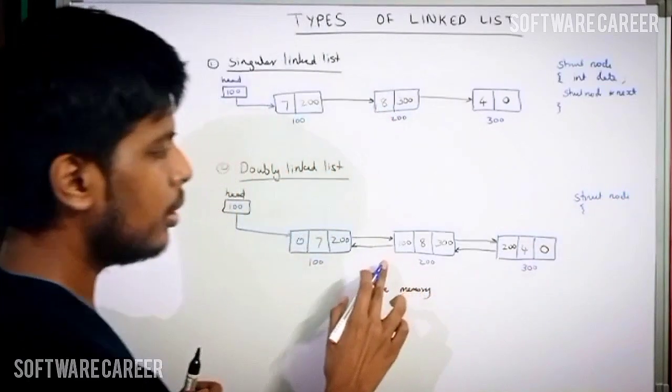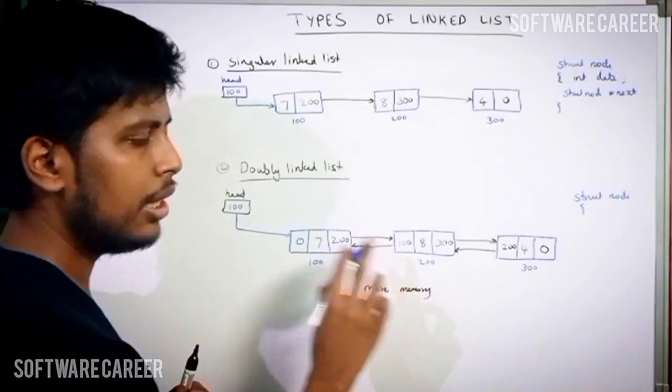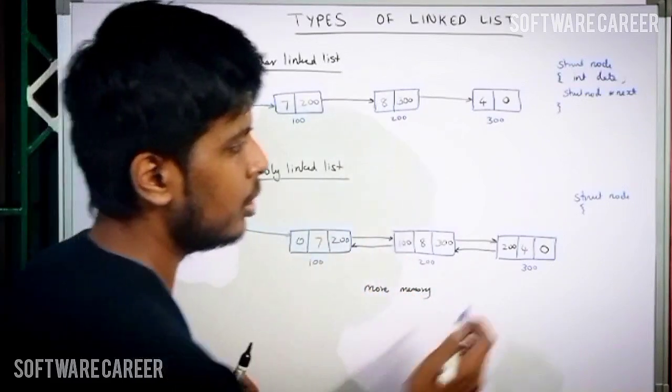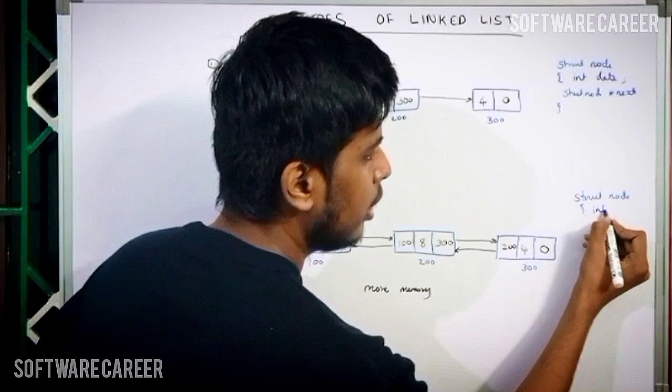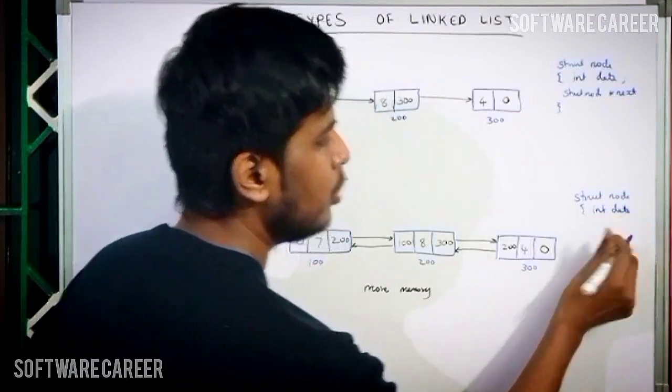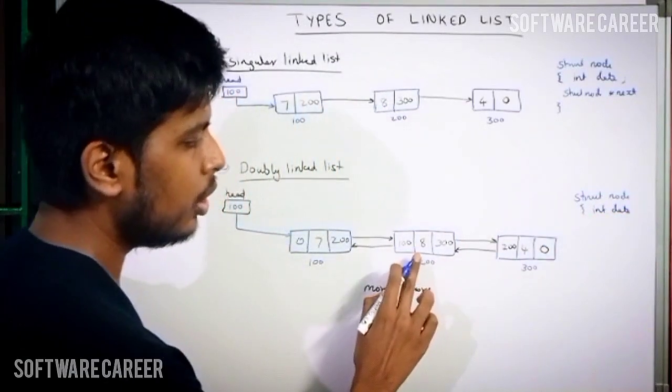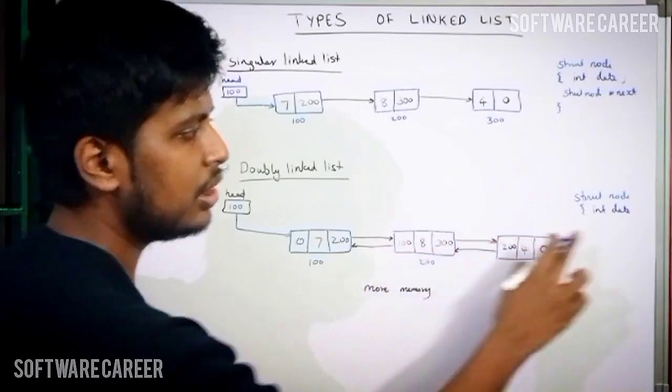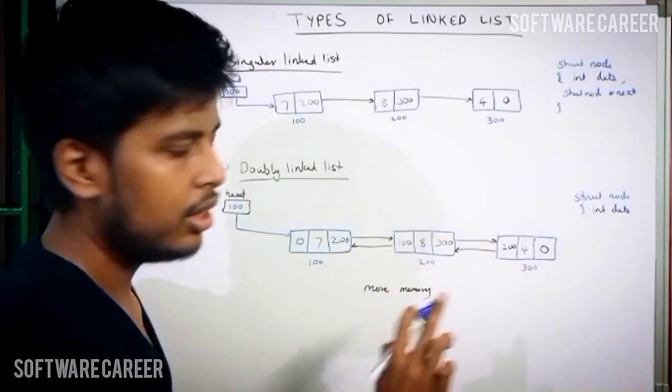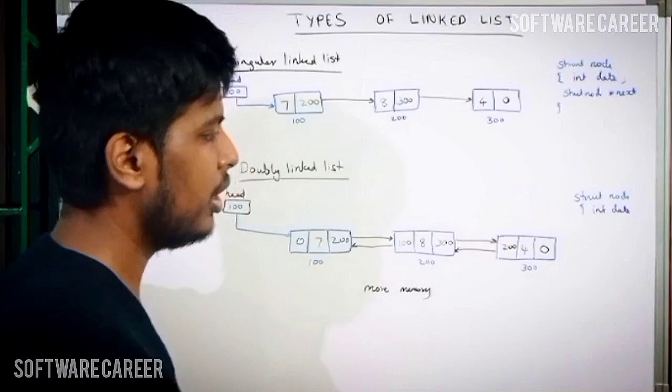Now what is the structure of this node? It contains two pointer parts and one data part. So I am writing a linked list structure. This data variable is used to store the data value, which is an integer, so I am writing an int.